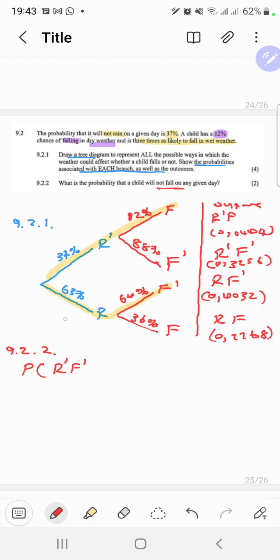So what do we want? We want dry weather and not falling. Okay, great stuff. Or, where else can this be? It can be here. It can be wet weather. So it is R and still not fall. Okay, so when you have probabilities like that, you add the probabilities.